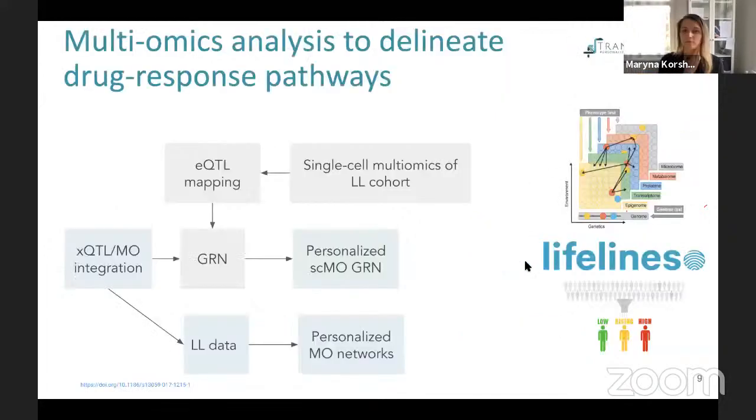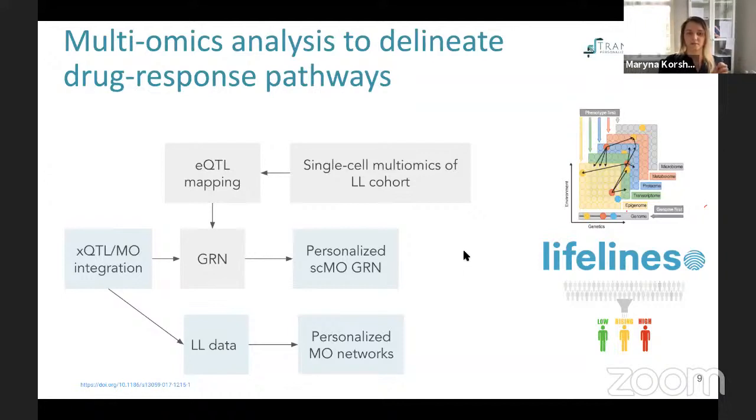So in brief, my research projects are, first of all, single cell multi-omics analysis of a cohort that we work on together here in UMCG. It's the Lifelines cohort. Literally, our main task is to do eQTL mapping of the available data, and also integrate different molecular QTLs from these participants in our computational models related to gene regulatory networks. That is why we would like to use all of this information to reconstruct personalized single cell multiomics gene regulatory networks, as well as personalized single cell multiomics models. This is in brief what I'm working on.